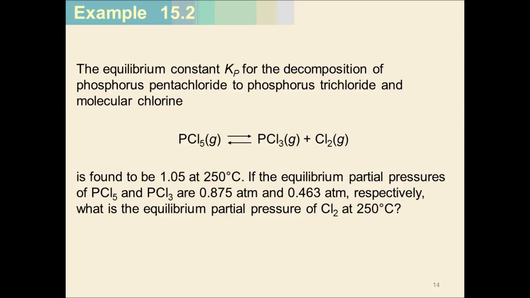On slide 14, let's look at example 15.2. The equilibrium constant, Kp, for the decomposition of phosphorus pentachloride to phosphorus trichloride and molecular chlorine is found to be 1.05 at 250 degrees Celsius. If the equilibrium partial pressures of PCl5 and PCl3 are 0.85 atm and 0.463 atm respectively, what is the equilibrium partial pressure of the chlorine at 250 degrees Celsius?